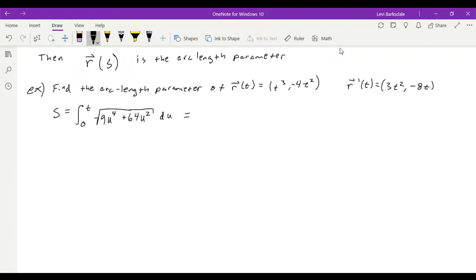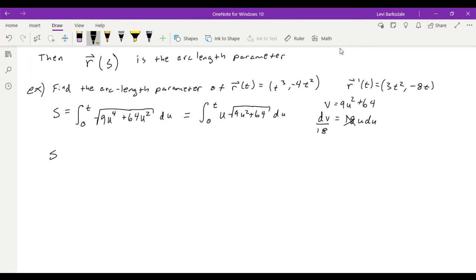Now we can go ahead and take out a u squared from the inside. So that's the integral from 0 to t of u square root 9u squared plus 64 du. We're going to be doing a u substitution to solve this. Of course, since we already have a u in there, I'm going to use a different letter, v, and I'm going to let it be the most complex part. So then dv is equal to 18u du. So in order to substitute out this u du, we replace it with dv over 18.